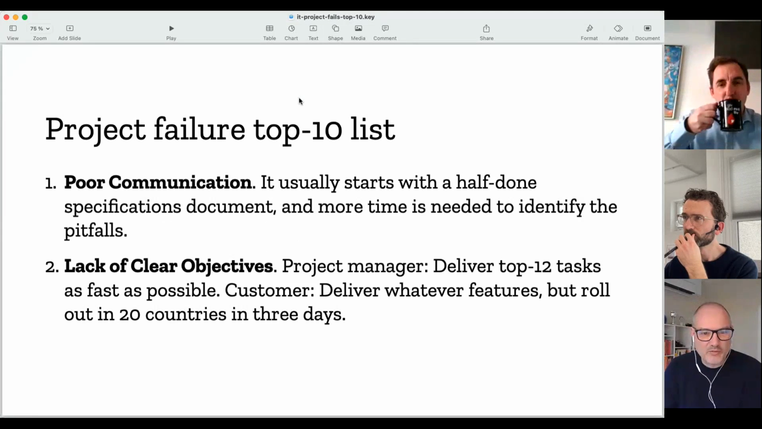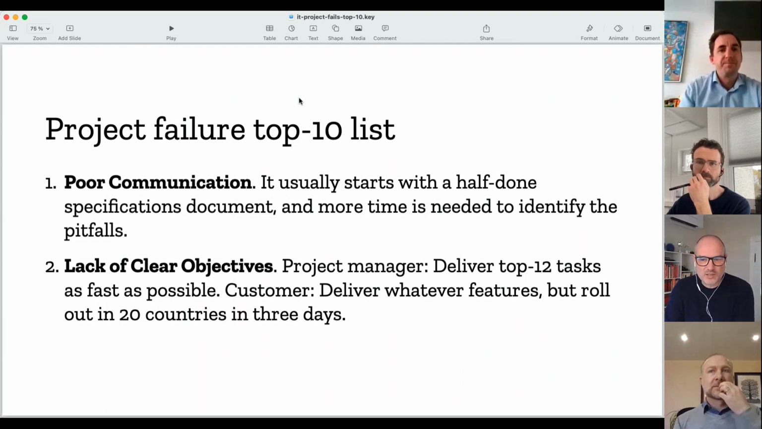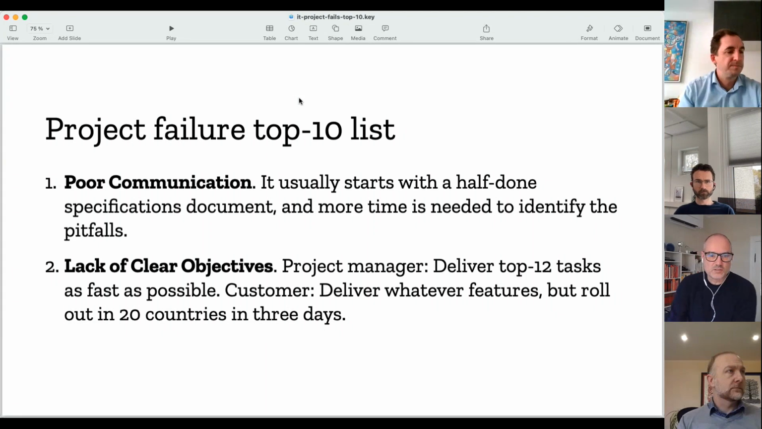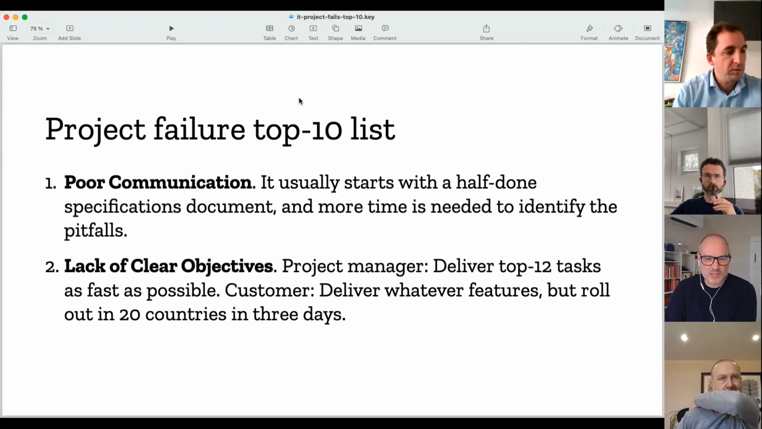And I think you probably know all the items on the list, so I'll spend my time explaining the items, not reading them aloud. But a lot of time you get into a project with half-done specifications, and nobody has the time to answer all of your questions. So that means that a lot of pitfalls are simply left open and it will hit you later. And that links to the lack of clear objectives.